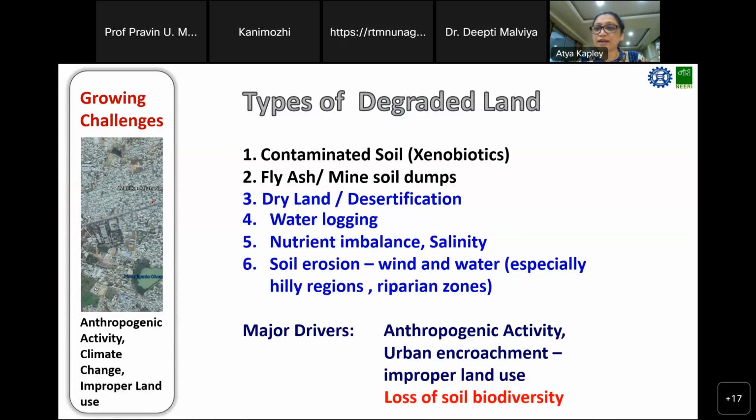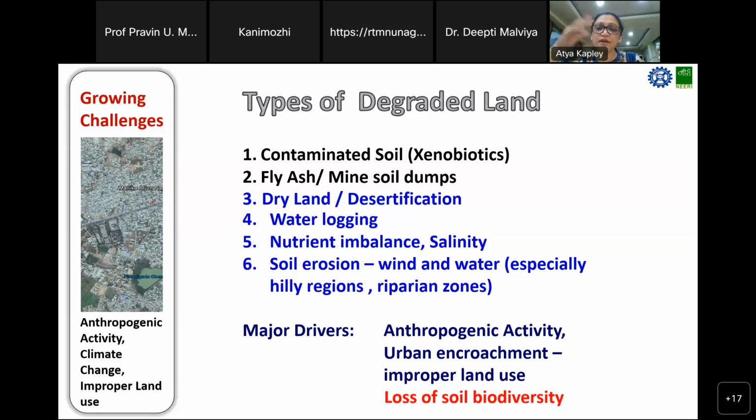When you have dry land, when your deserts are expanding, that is also a land degradation. Logging is also a degradation. You have nutrient imbalance. There's so much salinity all across the Gujarat coast and the Kutch regions. You have so much saline soil. So it's very difficult to actually take groundwater for anything, your agriculture, your drinking water purposes.